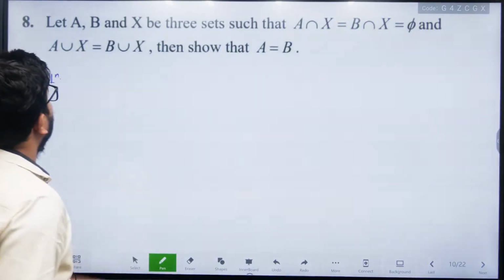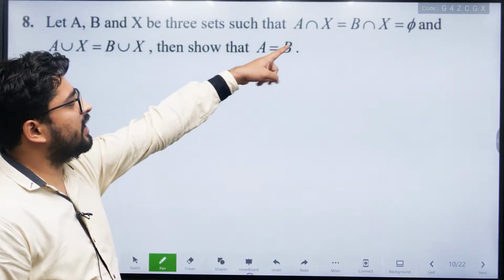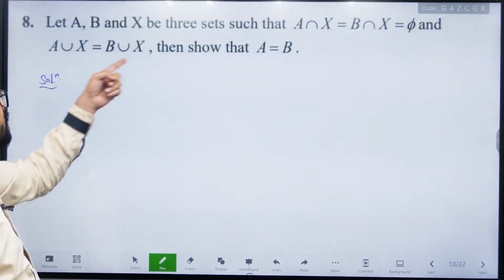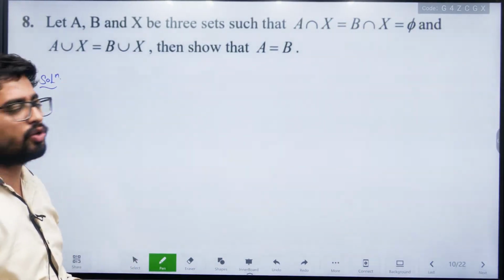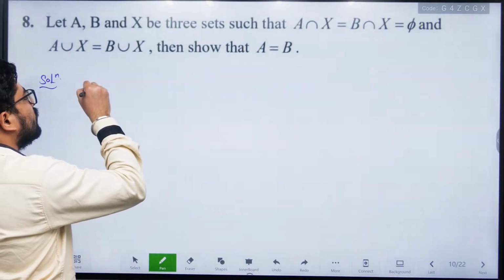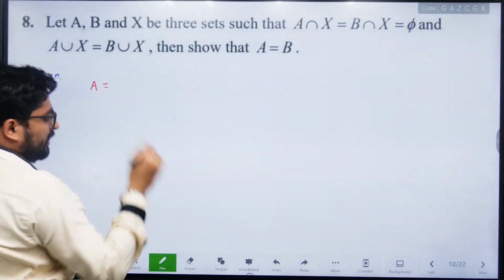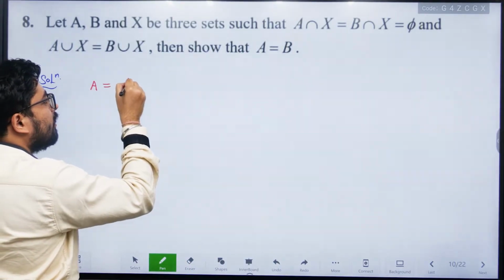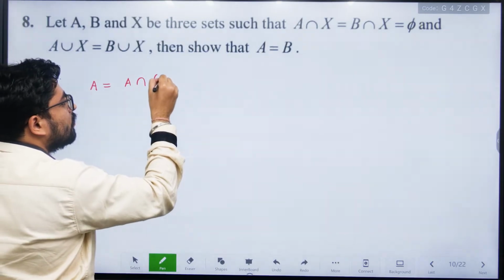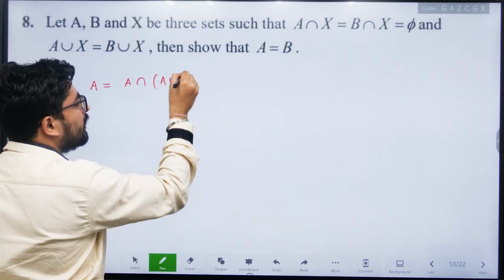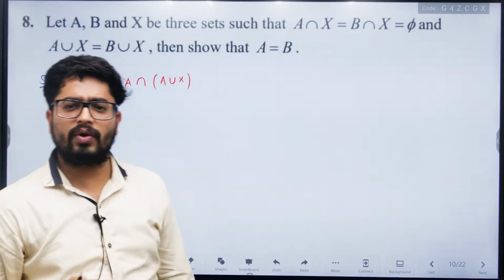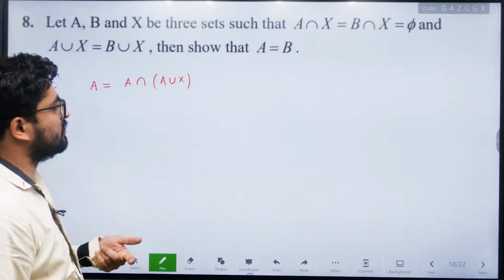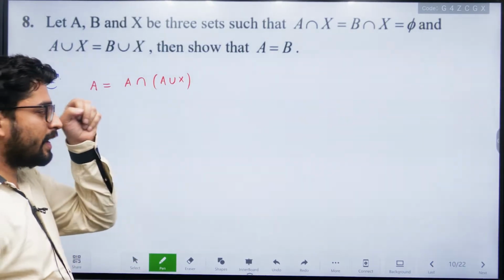so let A, B and X be 3 sets such that A intersection X, B intersection X is equal to empty, and A union X, B union X both are equal. You have to show A is equal to B. Okay, so if you write A set, A can be written as A intersection A union X. Very simple. So this is the A set.